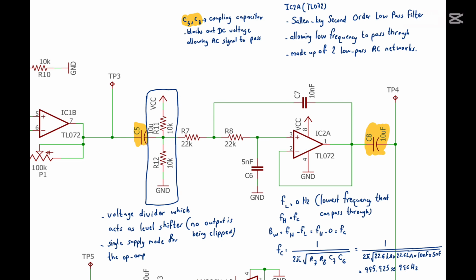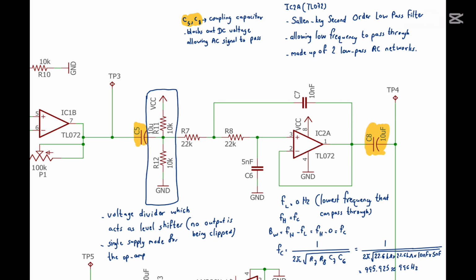IC2A, which is TL072, is the Sallen-Key second order low pass filter. It only allows low frequencies to pass through while rejecting high frequencies. It is also made up of two low pass RC networks. The lowest frequency that can pass through, FL, is 0 Hz. So FH becomes the cutoff frequency. When we want to calculate the bandwidth, FH minus FL is equal to FH minus 0 Hz. So the bandwidth becomes the cutoff frequency, which is FC.